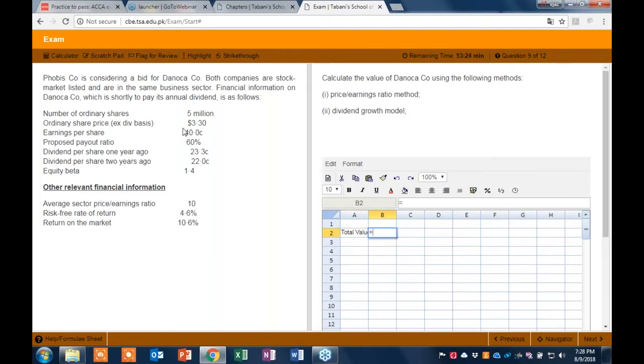So the earning per share is 40 cents, which means $0.4, into the price earning ratio of the industry, which is 10. It will give us the per share value, multiplied with the total number of shares, which is 5 million. So I will multiply it with 5,000 to get the value in thousands.